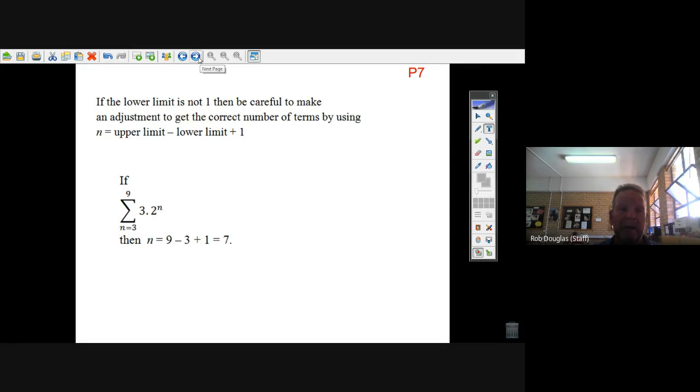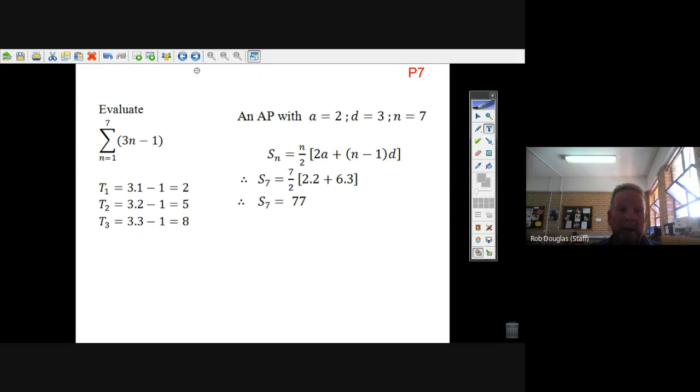Okay, let's look at a question. Let's take a look. When it says this, it says evaluate. It means figure out this sum. Well, you're starting at 1 and ending at 7. There's 7 terms. n is equal to 7. All you do is put 1 in. 3 times 1 minus 1. Your first term is 2.